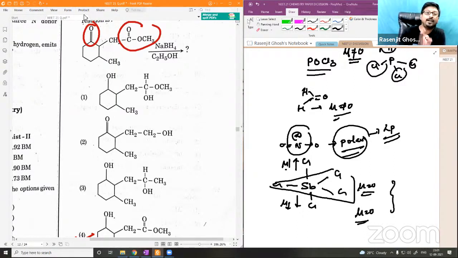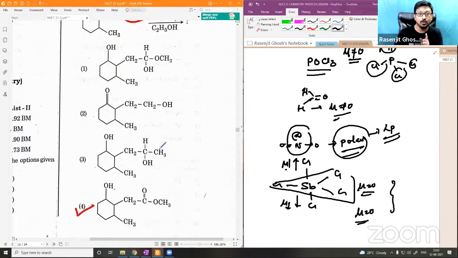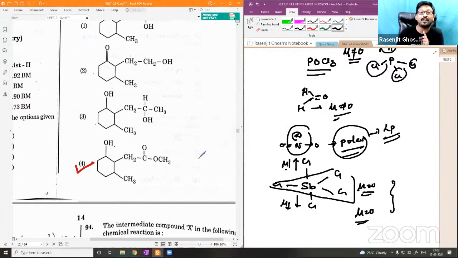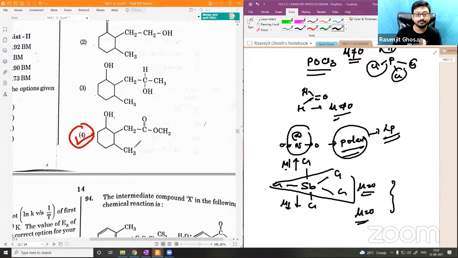So it can reduce a ketone to alcohol. Fine, sodium borohydride. But it will not reduce the ester part. So this one I will further clarify and I will let you know in the Telegram group. But as far as if you ask me now, I will go with option number 4, because you can see here the ester group is not affected, but the keto group is affected and it is reduced to the OH group. Okay, fine. Next one.